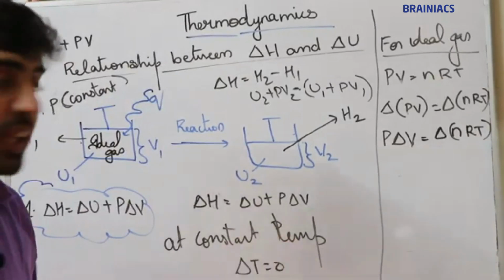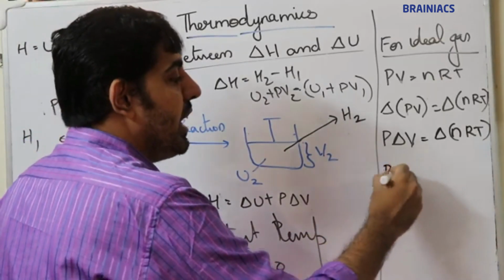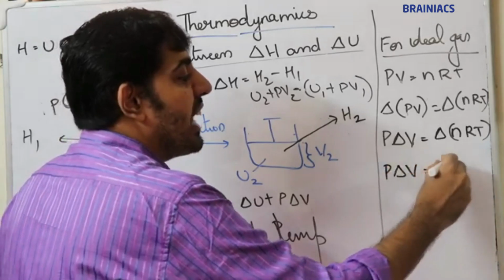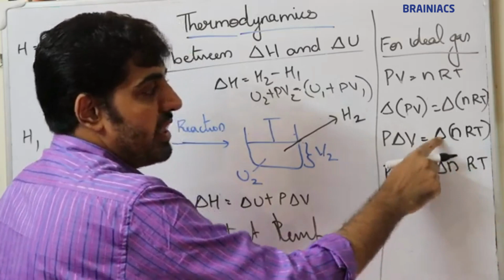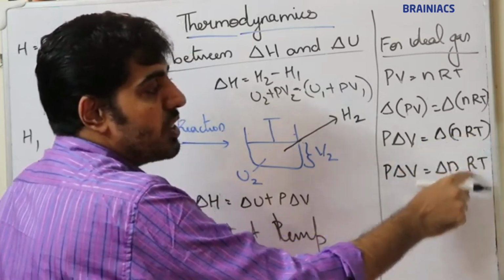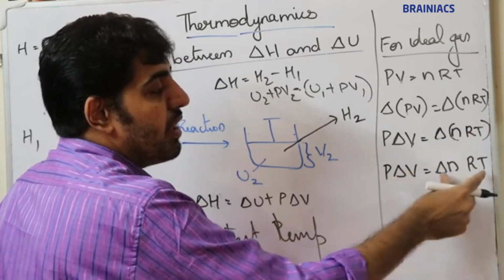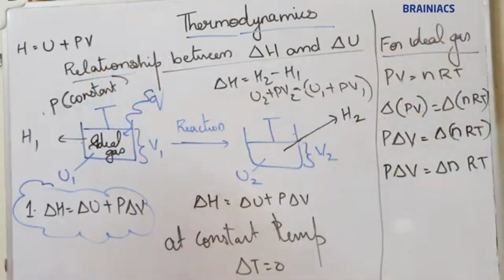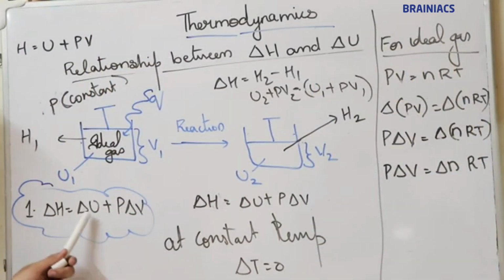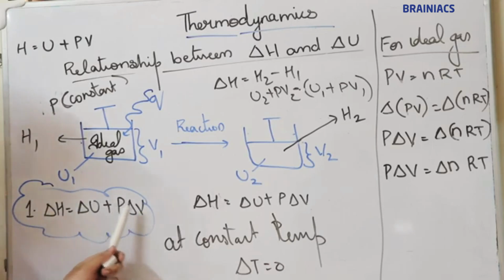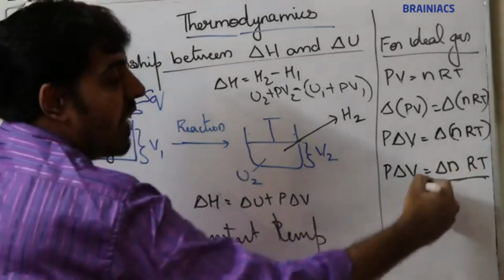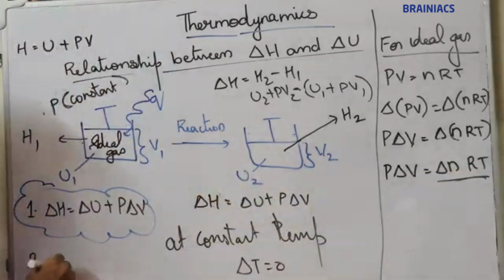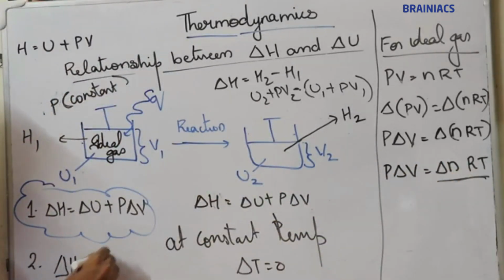So at constant temperature, you can write P delta V is equal to delta n R T. Delta is only for n; R is constant, T is constant. So P delta V is equal to delta n RT. Now what is the relation between delta H and delta U? Delta H is equal to delta U plus P delta V. So instead of P delta V, we can write delta nRT. So delta H is equal to delta U plus delta nRT.